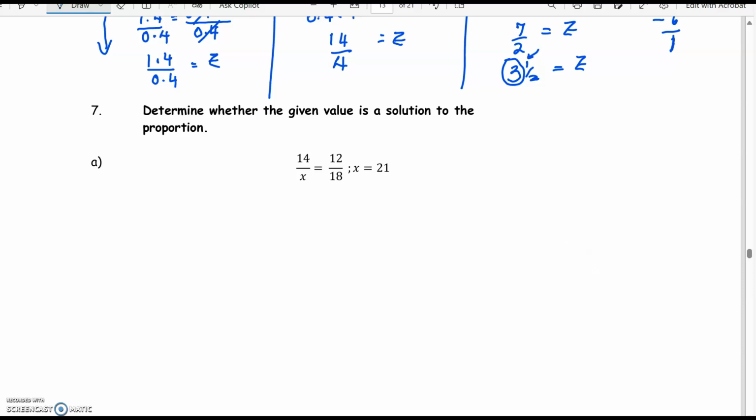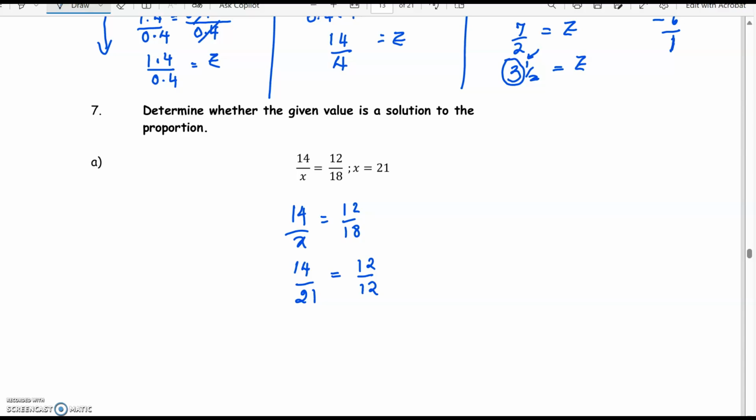Okay, determine whether the given value is a solution to the proportion. So we have 14 over x equals 12 over 18, and x is equal to 21. So we plug the 21 back in. That's how we check if the answer is valid. So 14 over 21 we need to check is equal to 12 over 18.